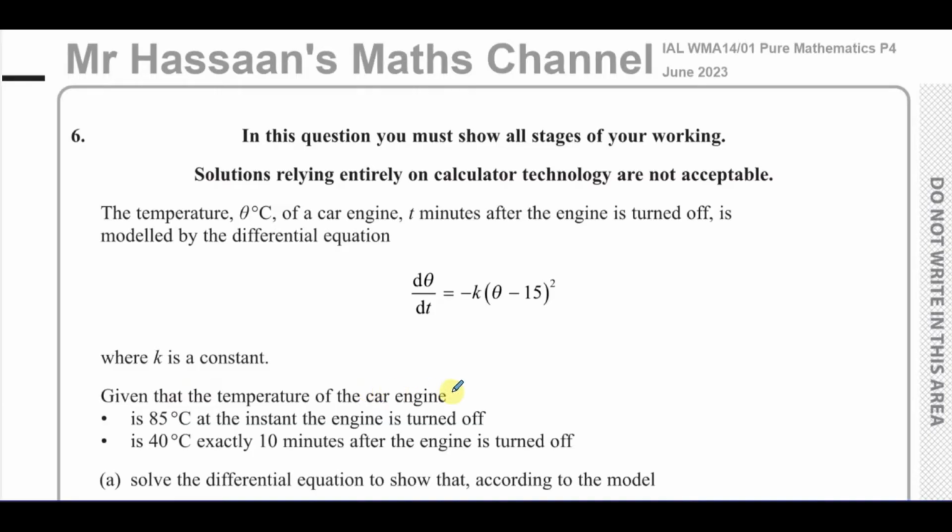Given that the temperature of the car engine is 85 degrees Celsius at the instant when the engine is turned off, so that's t minutes after the engine turns off, when t equals 0, we can deduce that when t equals 0, theta is equal to 85. And it's 40 degrees Celsius exactly 10 minutes after the engine is turned off. So when t is equal to 10, theta is equal to 40.